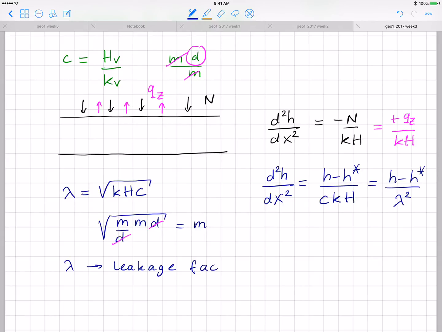or in Dutch, it's called the spreidingslengte. And it is a length, and it's a characteristic length of the system, as we will find out in the next part of the video.